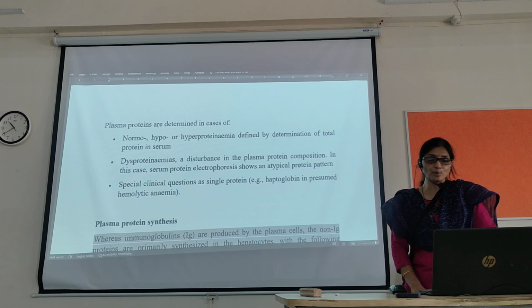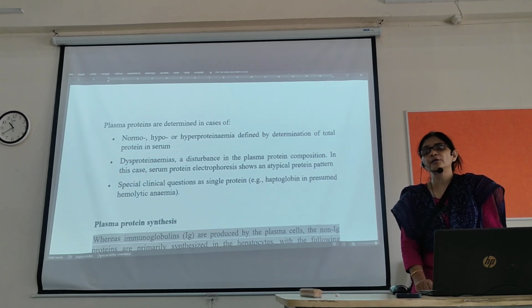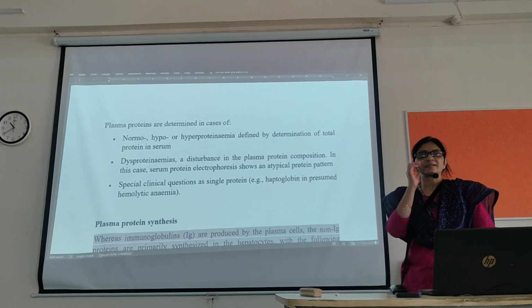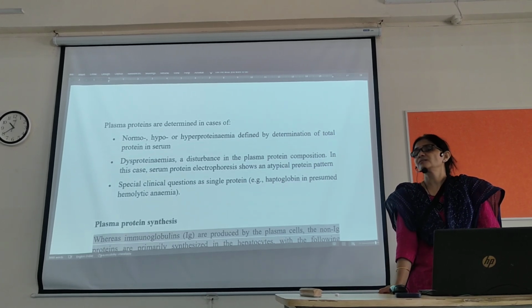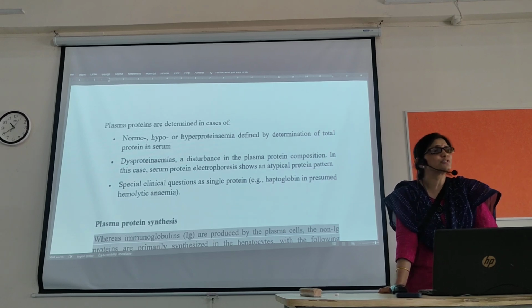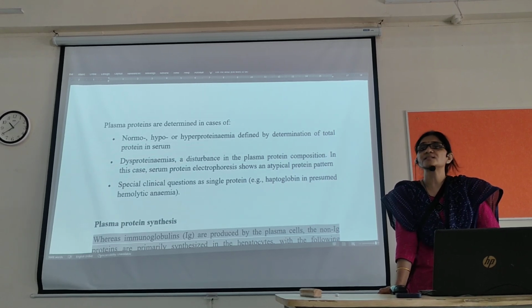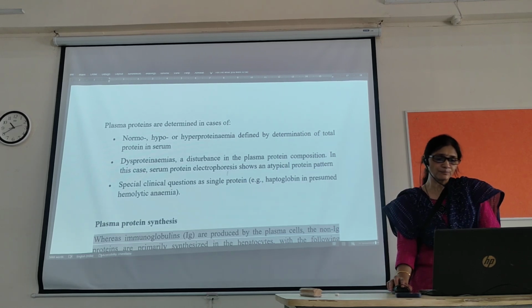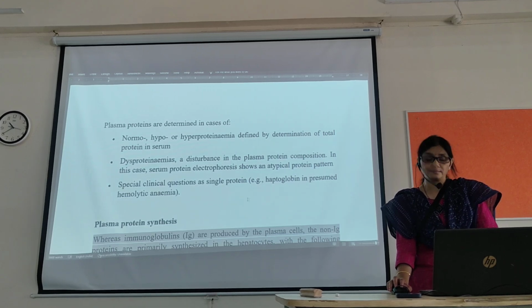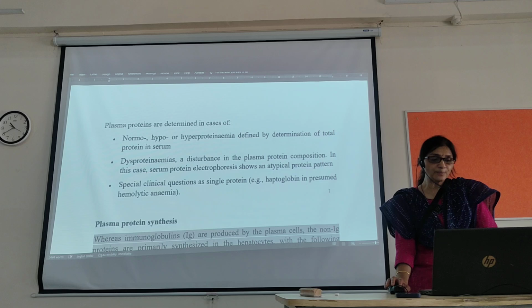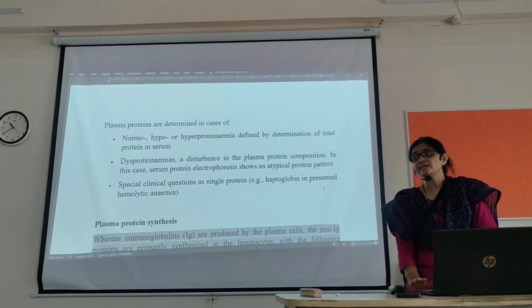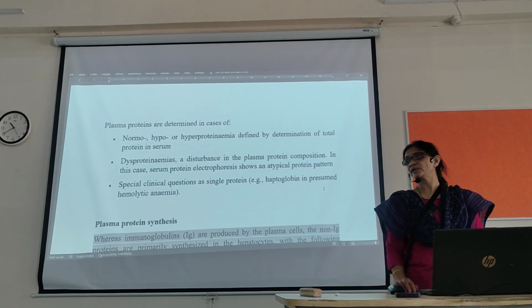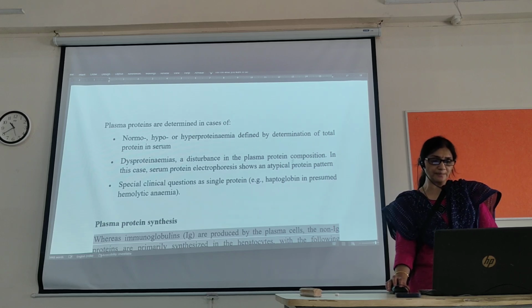And in case of serum protein electrophoresis, which shows a typical protein pattern. Electrophoresis is टेस्ट आहे, वन ऑफ द टेस्ट आहे ज्यामध्ये प्रोटीन्स और एनी मॉलिक्यूल्स जे आहेत ते आयसोलेट केले जातात और सेपरेट केले जातात. Will see after that आधीच आपल्याला ते इलेक्ट्रोफोरेसिस. So special clinical questions, as a single protein that is haptoglobin in presumed hemolytic anemia. In this condition also the plasma proteins will be determined.